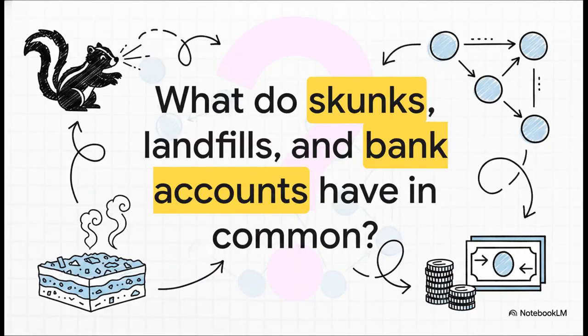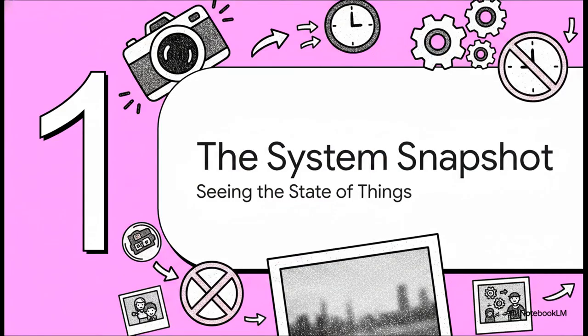So let me ask you this. What do a skunk population, a landfill, and your bank account all have in common? I know, it sounds like the setup for a really weird joke, right? But the answer is actually pretty profound. It points to a universal structure, a kind of hidden logic that explains how all sorts of systems change over time. Stick with me, because by the end of our chat today, you're going to see exactly how these completely different things are connected.